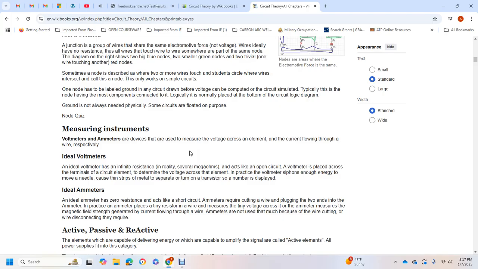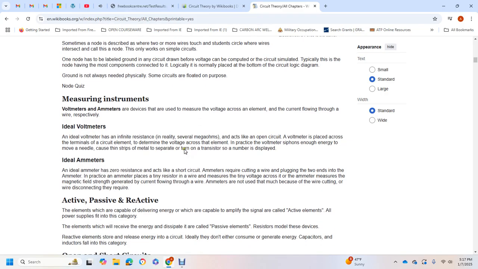Ideal ammeters. An ideal ammeter has zero resistance and acts like a short circuit, but ammeters require cutting the wire and plugging in the two ends of the ammeter. In practice, the ammeter is placed like a tiny resistor in the wire, measuring the tiny voltage across the ammeter, or measuring the magnetic field strength generated by the current flowing through the wire. Ammeters are not used much because of the wire cutting or disconnecting they require.